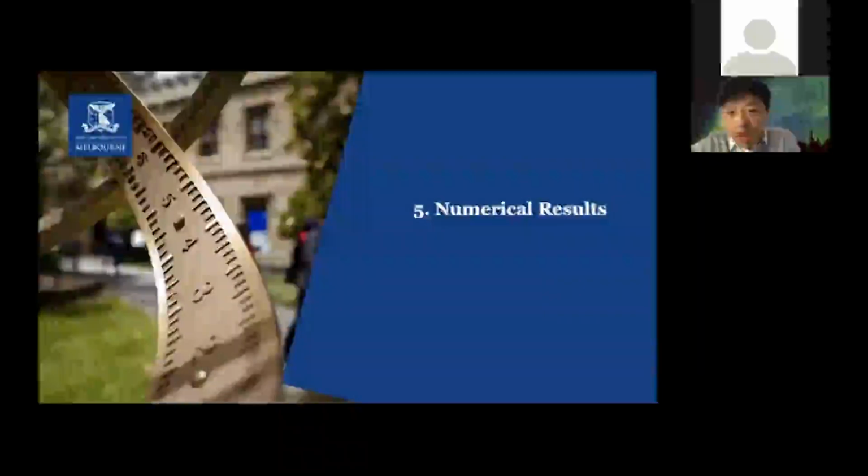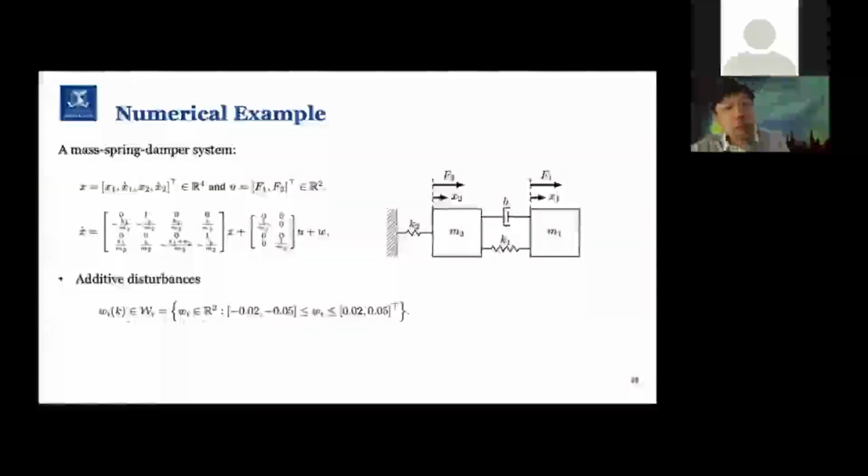Then we just run a simple numerical example to test this proposed robust distributed MPC. The numerical model that we use is a mass spring damper system in 2D. This is just a very simple example. We just want to first test this strategy. So this is with two masses, and there are two springs and one damper connecting the two masses, and there are 4 states, denoting the position and the velocity. The input is two forces for these two masses respectively, and we also consider additive disturbance for each mass that is bounded in these convex sets.